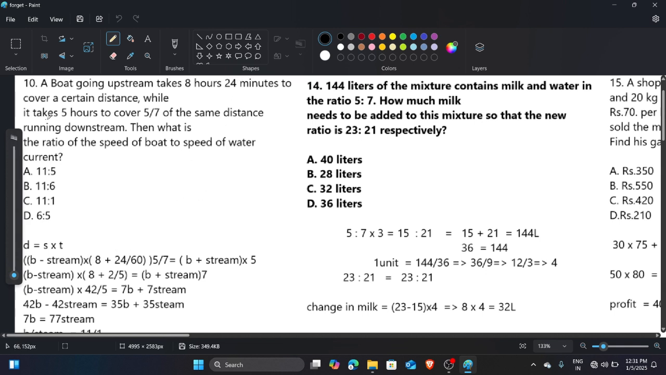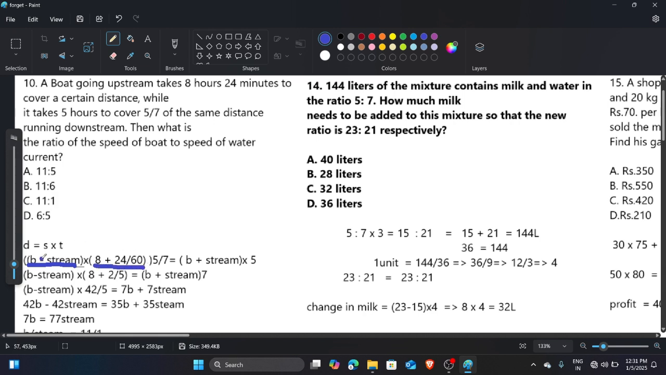But what they are saying, it takes 5 hours to cover 5 by 7 of the same distance. So we consider this whole speed into time as a distance. So as you can see that this is the speed, and yeah, this is the speed. Sorry, just make it a little bit hard. Okay, and get some other colors. Yeah, this color is okay. Okay, so this is the speed. Okay, and this is the time taken.